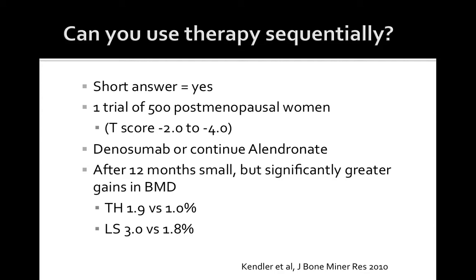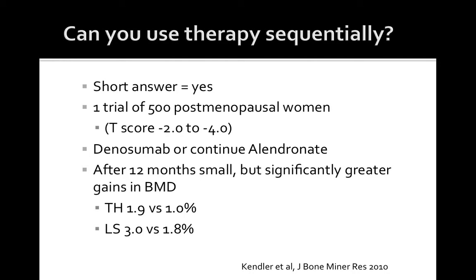The next question that came out is, can you use therapy sequentially? It's a bit of a complicated question, but the short answer is yes. There's one trial that used about 500 people, and this is from 2010, and they had people that had osteopenia to osteoporosis, and it was basically, should they go on to Denosumab or continue on alendronate, which was the treatment they were on beforehand.